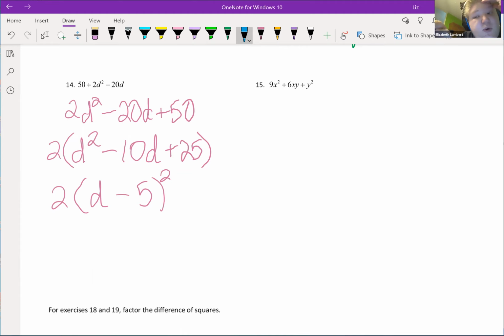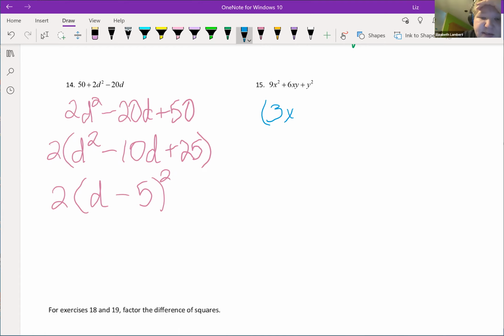All right, then our last one here, a 9 and an invisible 1. 1 is a perfect square and a perfect cube and a perfect fourth. It's perfect everything. Yay, 1. 9 is indeed a perfect square. We have x's and y's. Well, that's fine, we're just going to see x's and y's everywhere.